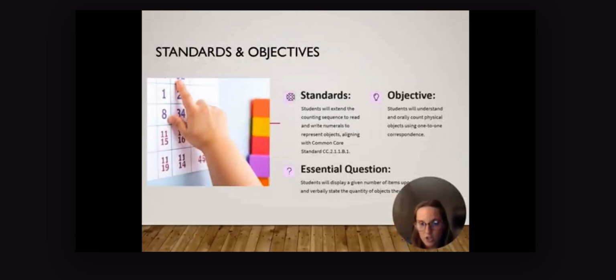anything like that. The objective would be that students will understand and orally count physical objects using one-to-one correspondence. So again, not reading or writing them, but just orally counting them. And the essential questions are: students will be able to display a given number of items upon request and be able to verbally state that amount of objects.